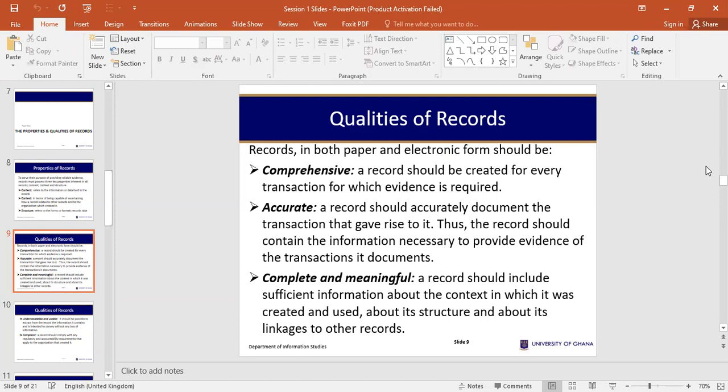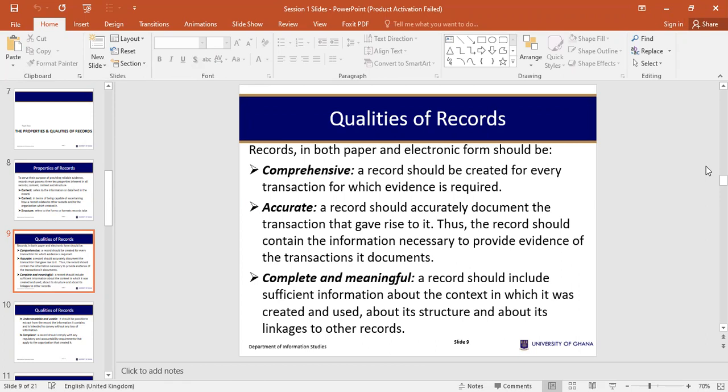What led to the creation of that record should be documented. So in the case of meetings, attendance may be invited by letter of invitation to a meeting or an appointment or other, can be text messages, can be by audio. All this should be captured to show why that meeting was held and the documentation that came out of it. Thus, the record should contain the information necessary to provide evidence of the transactions it documents.